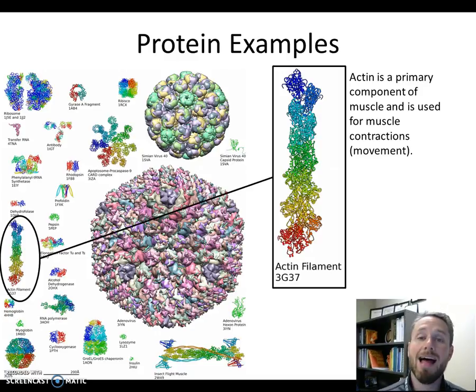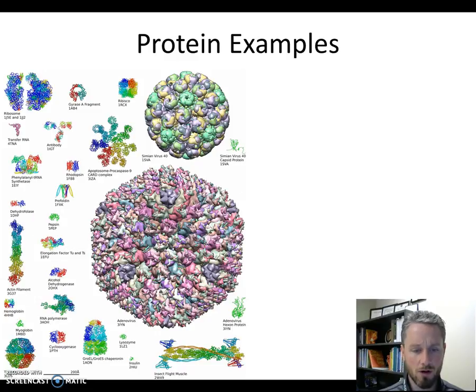Here we've got an actin filament. So actin is a primary component of muscles and is used for muscle contractions. So here's what actin looks like. It's a long, skinny protein. Again, it's folded up from that long chain of amino acids. And when it's folded up in this way, it can interact with other proteins in a way so that you can move your muscles. So actin is used in muscles and it allows us to move. It's another great example. And so let's think about one more.